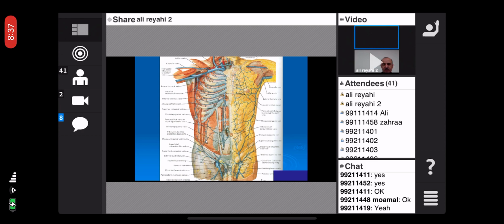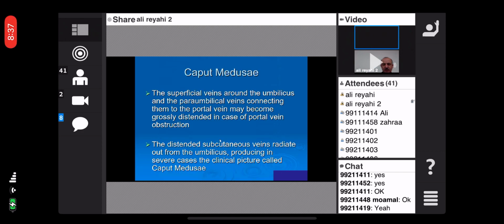For example, this vein can drain the venous blood. This term, caput medusa, refers to the superficial veins around the umbilicus. The portal vein lies within the abdomen, and these veins may become grossly distended.